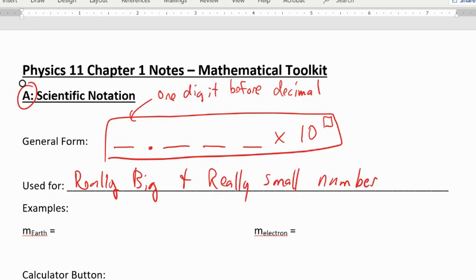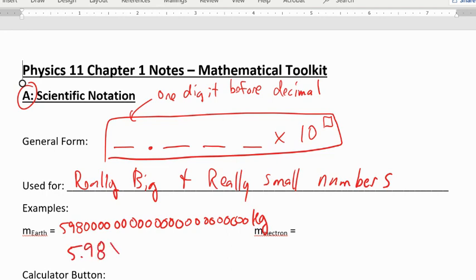Now when I'm talking about really big and really small numbers, I'm talking about things like the mass of the Earth. If we were to write out that entire number, it would look something like this: 598 followed by 22 zeros. 1, 2, 3, 4, 5, 6, 7, 8, 9, 10, 11, 12, 13. You kind of get where I'm going with this: if I'm using the mass of the Earth in a calculation, I don't want to write out that many zeros. So we can short form that with scientific notation.